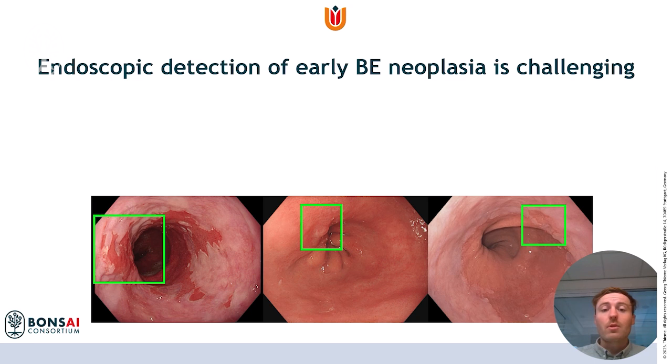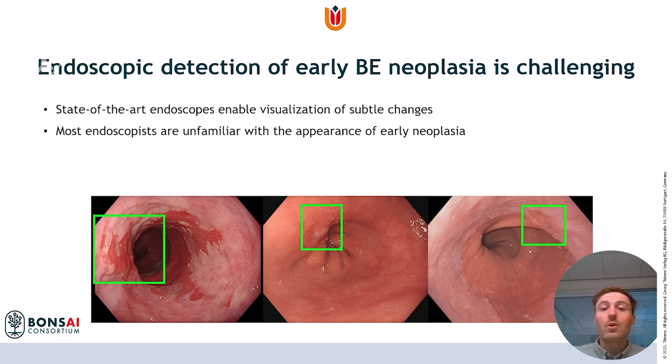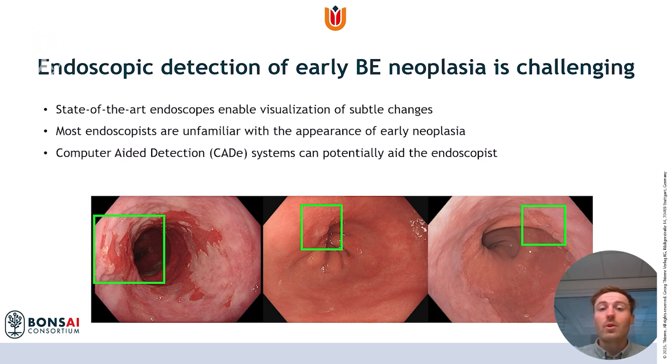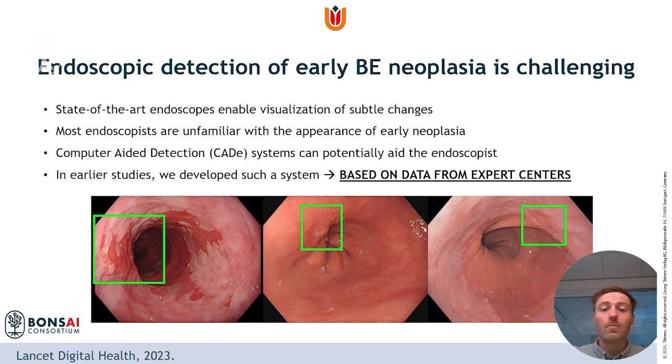Now, endoscopic detection of early Barrett's neoplasia can be challenging. The current state-of-the-art endoscopes visualize nearly all subtle lesions. However, most endoscopists are often unfamiliar with the appearance of early neoplasia, and therefore computer-aided detection systems can potentially aid the endoscopist. In earlier studies, we already developed such a CAD system. However, this was all based on data from expert centers.